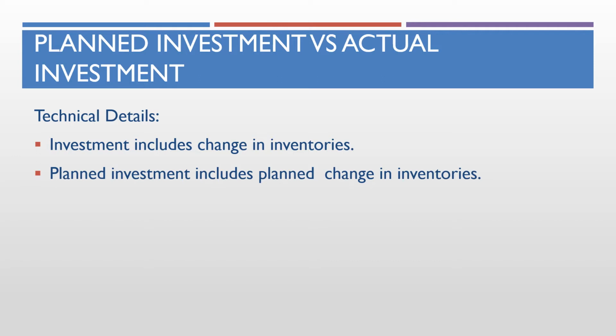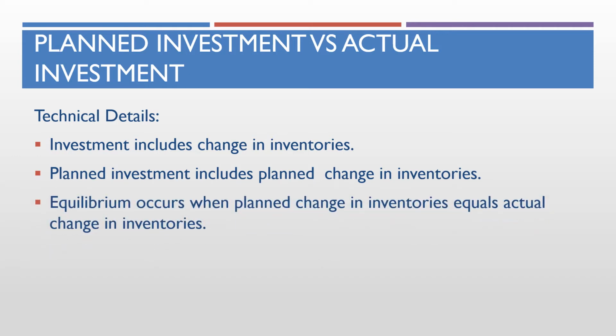But planned investment not only includes inventory, so you have to be very careful. The change in inventory planned by the firm is only part of the planned investment. There are other types of investment, like maybe the firm investing money in providing training to the workers. It's also part of the planned investment spending. So inventory is only part of the total investment planned by the firm.